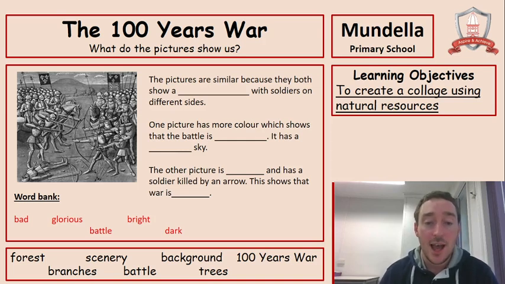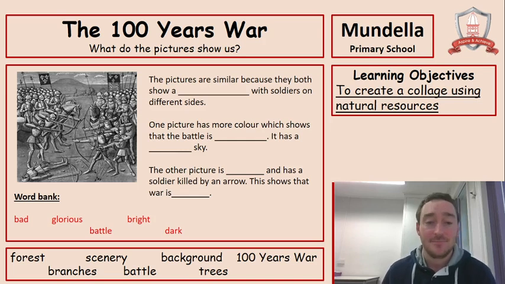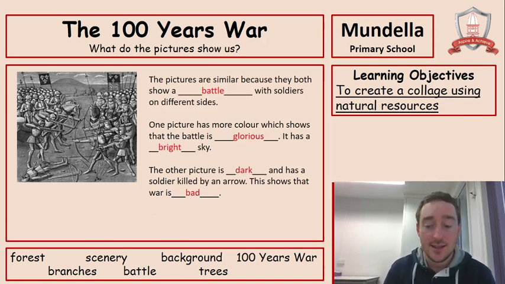One picture has more colour, which shows that the battle is glorious. Yes, it has a bright sky. This is the one with more colour. The other picture is dark. That's the one that we can see on our screen, and has a soldier killed by an arrow, as we said. This shows that war is bad. Okay. That's right.